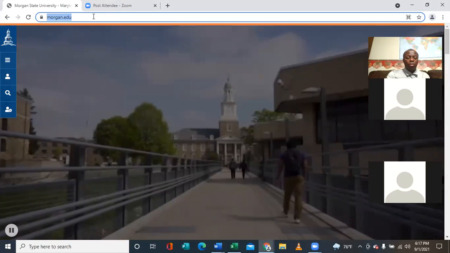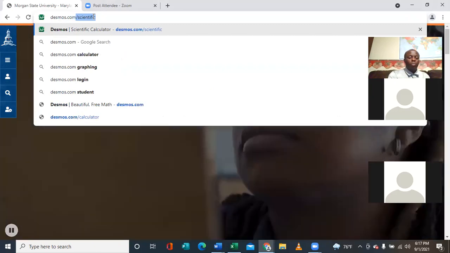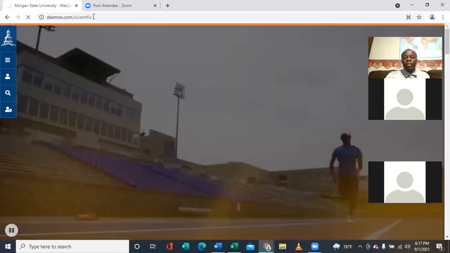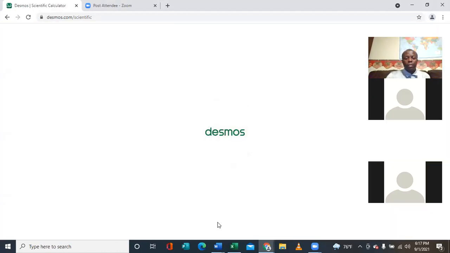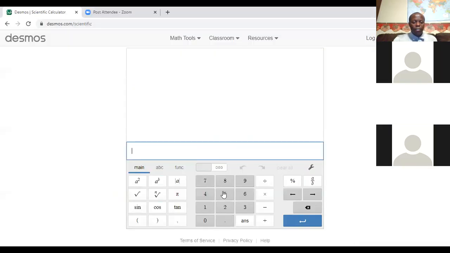Just type Desmos.com, and it is also scientific. So you put scientific. So you have a scientific calculator right there. Now, what we are trying to do is show you the sum, to add all this. I wrote them down. So I'm going to write 5 + 7 + 9 + 4, 25. And that is how we got the 25 as our total here.